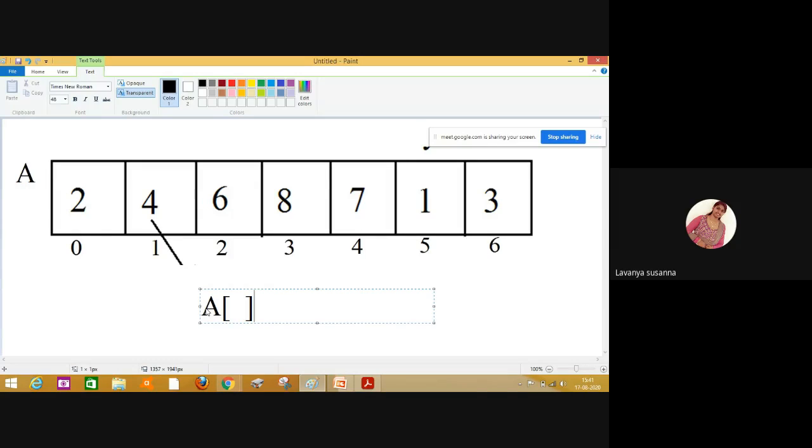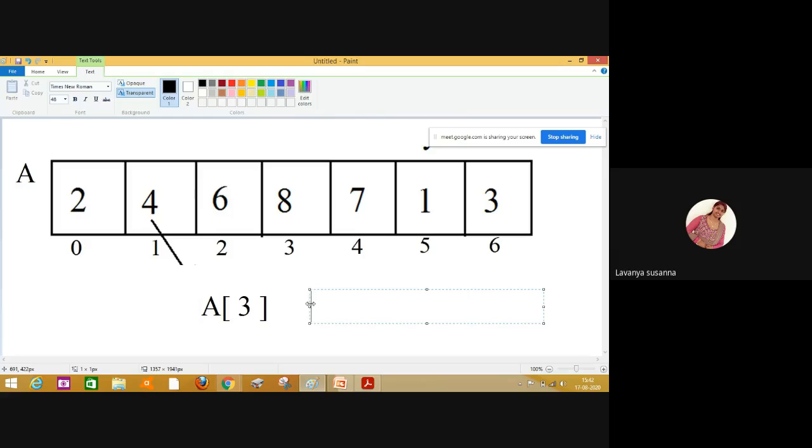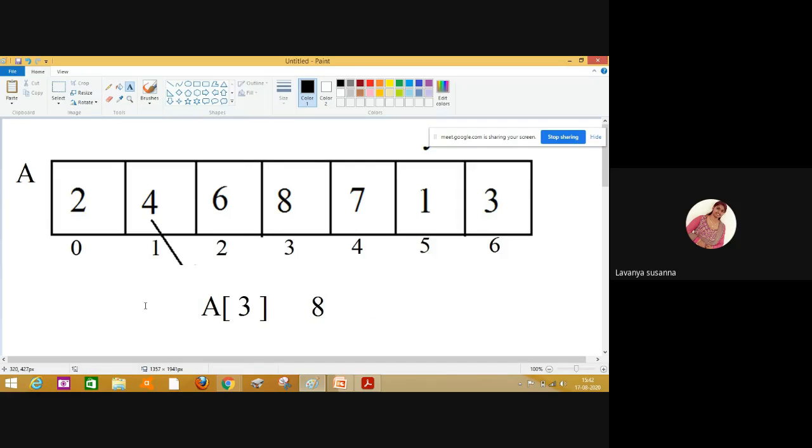You need to provide the array name followed by the subscript operator. Inside the subscript operator, you need to place the index. What is the index of this element 8? See the screen. The index of element 8 is 3, right? So you need to place 3 inside the subscript operator. A of 3 means you are accessing element 8. In this way, you are going to access array elements.